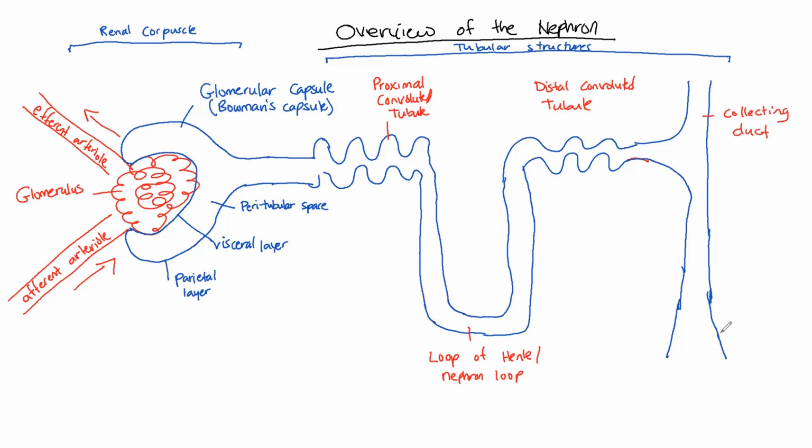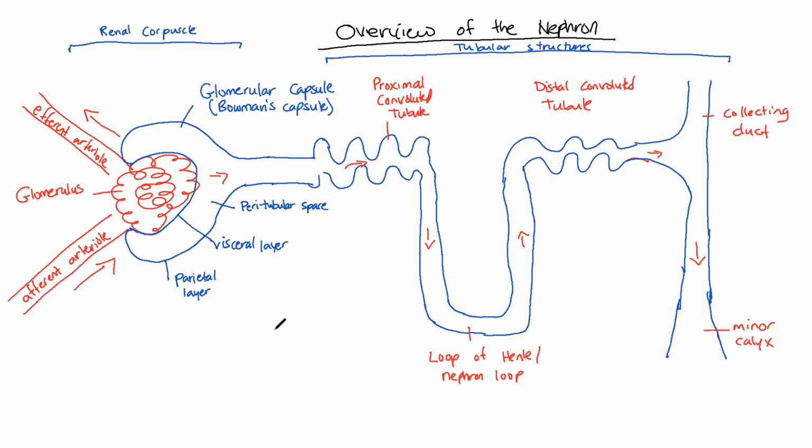And then we move towards the minor calyx. So after we have fine-tuned that filtrate, we now have urine. It's going to be collected into the collecting duct, where it will then communicate down towards the minor calyx toward the ureters. All right, so this is the direction of flow of our urine, or of our filtrate that is becoming urine.